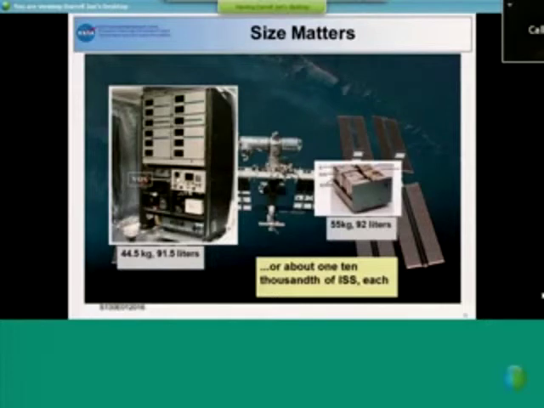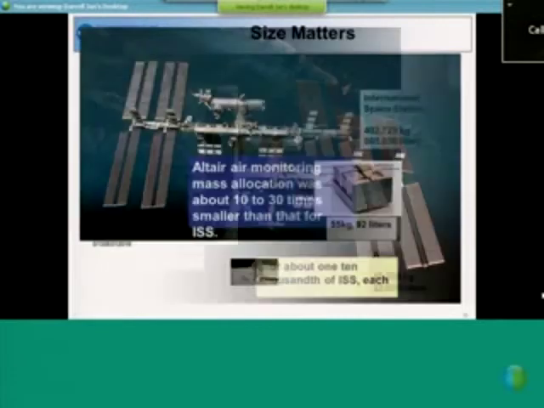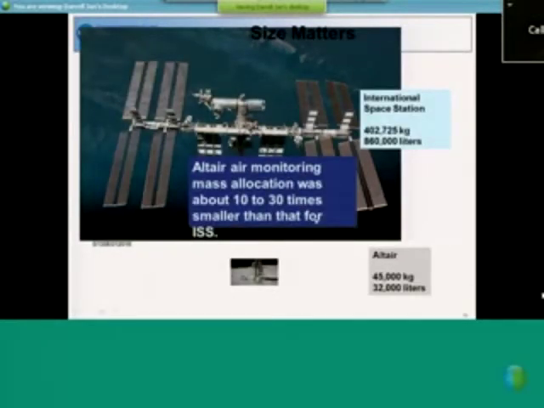And so remember the size of the instruments that were on the space station. So this is in a rack. These are about, sorry, I don't know the metric, but I think it's about 19 inches wide, like a typical rack. Same with this guy. And those are their sizes. And so, the Altair lander also had to monitor air, but because the volume of the spacecraft itself is so much smaller, the mass allocation for air monitoring was about 10 to 30 times smaller than we had for ISS. So they needed much smaller technologies for doing the same function.